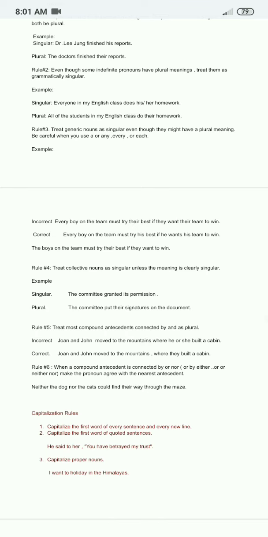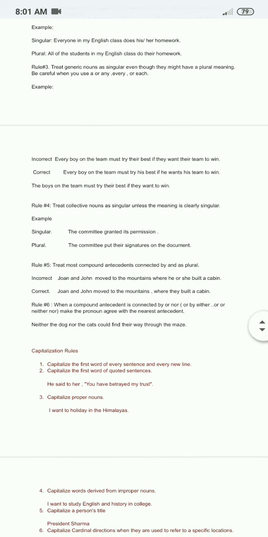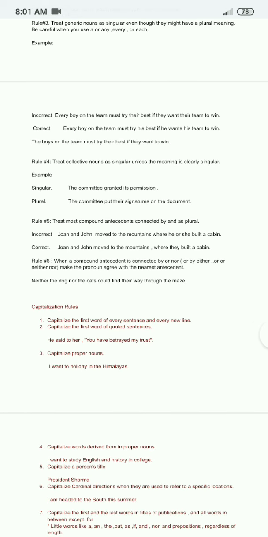Rule number 3: treat generic nouns as singular even though they might have a plural meaning. Be careful when you use a or any, every, or each. Example, incorrect: Every boy on the team must try their best if they want their team to win. Correct: Every boy on the team must try his best if he wants his team to win. The other one is also correct: The boys on the team must try their best if they want to win.